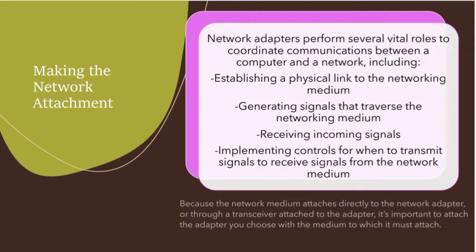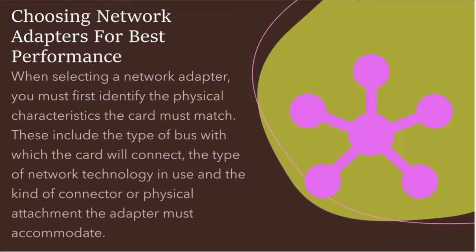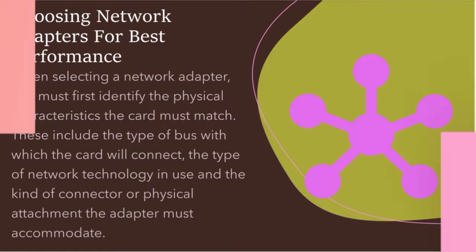Because the network medium attaches directly to the network adapter or through a transceiver attached to the adapter, it's important to attach the adapter you choose with the medium to which it must attach. When selecting a network adapter, you must first identify the physical characteristics the card must match. These include the type of bus with which the card will connect, the type of network technology in use, and the kind of connector or physical attachment the adapter must accommodate.